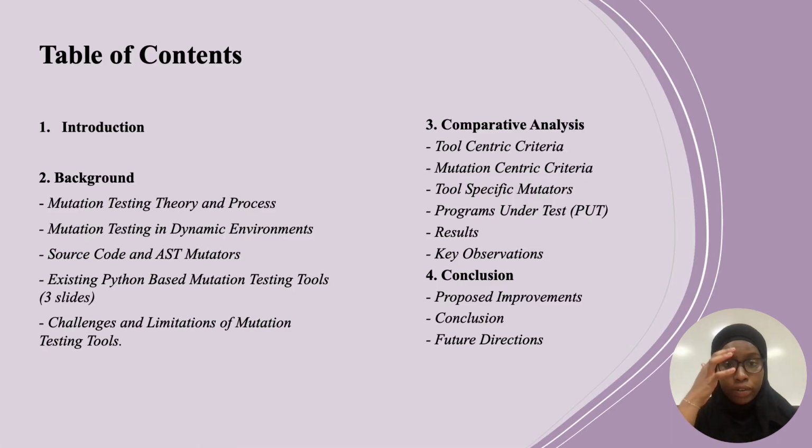I quickly want to go over the table of contents. So we first have an introductory paragraph, and then background. I'll go into depth of what mutation testing is, the steps, the theories, and the processes, and some of the limitations. The third section will be comparative analysis, where I will go over my experimentation process. And then the last section is the conclusion, where I discuss improvements and future directions.